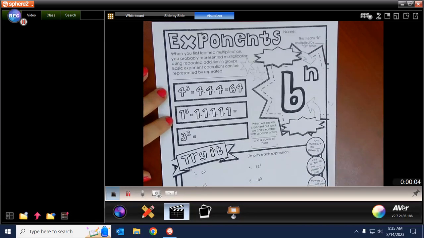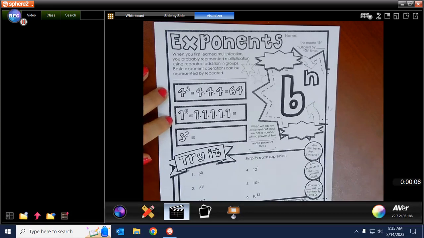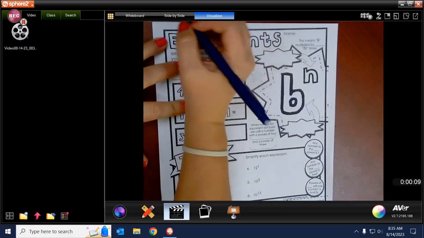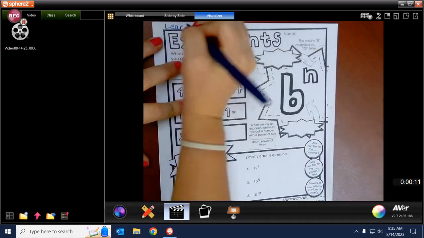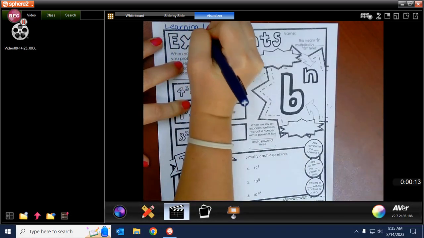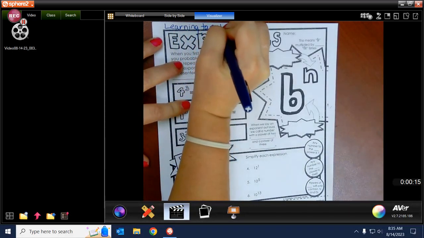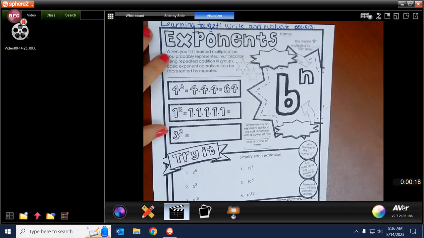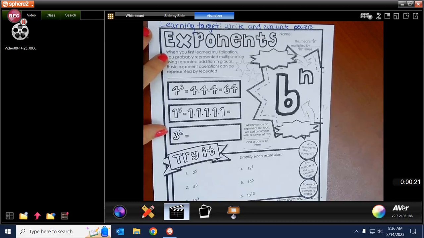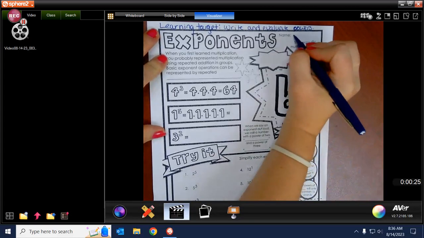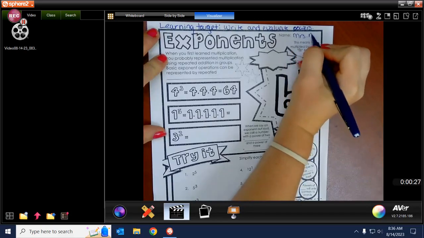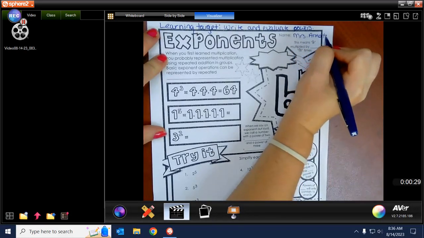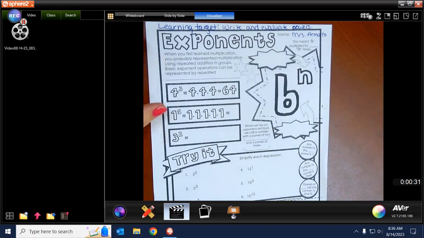Let's talk about exponents. Our learning target today, and we want to write that at the top, is to write and evaluate powers. Go ahead and pause this video and write that down, as well as your name. Pause the video now and do that.